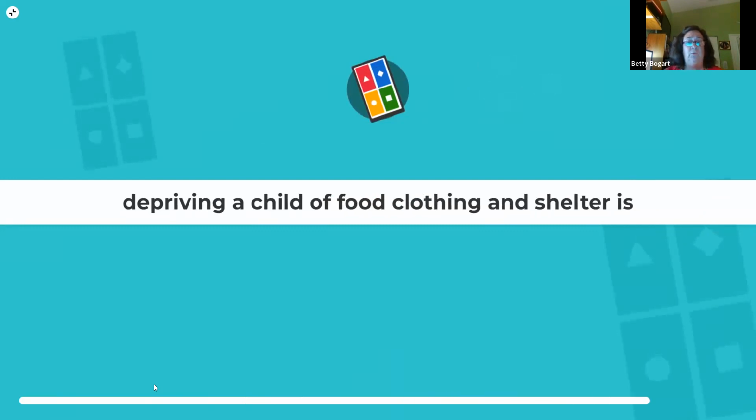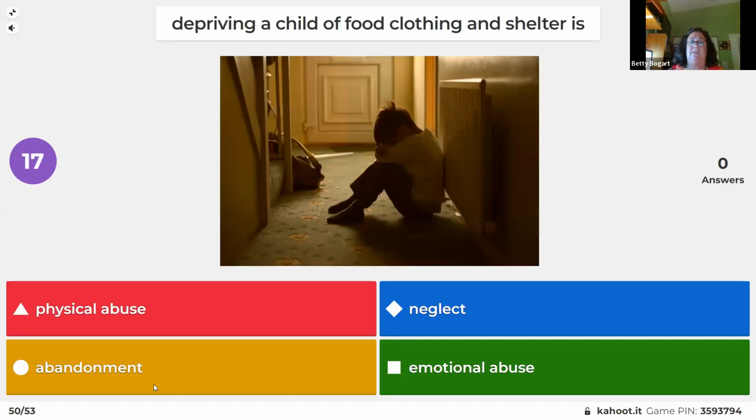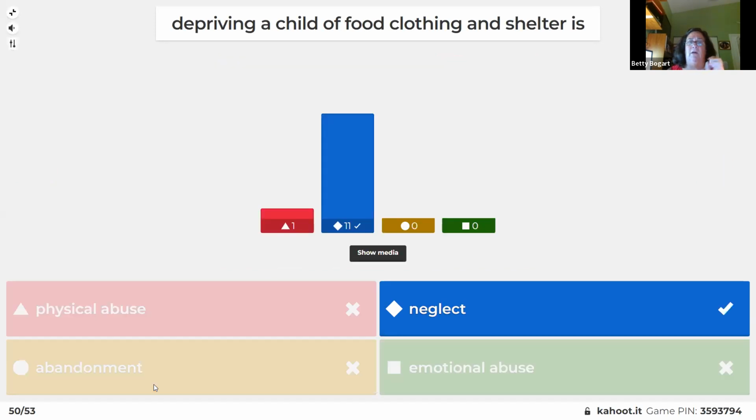Depriving a child of food, clothing, and shelter is neglect. I saw a story regarding this. Two children were playing in front of the house with a ball and went out into the street, and a car came by and tapped the child. The child wasn't hurt, but they called the police. When the police came, they actually arrested the parents of the children, not because the child was in the street, but because it was 30 degrees outside and they had no coat on. That is neglect. It's a true story.